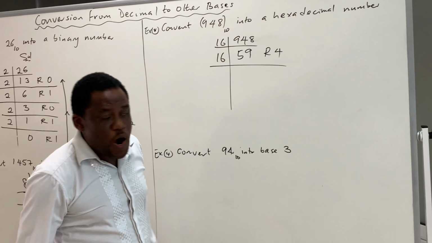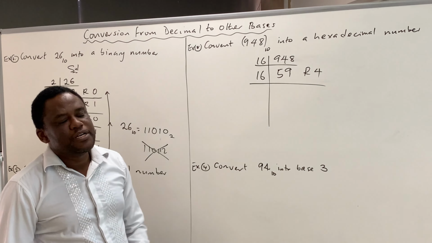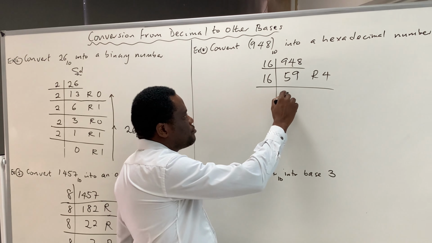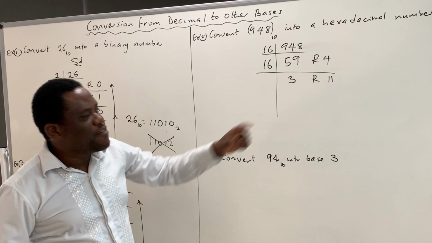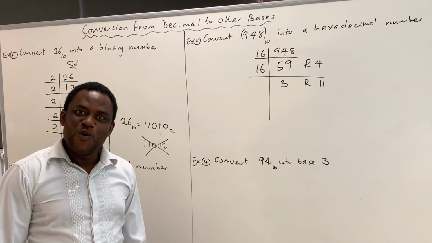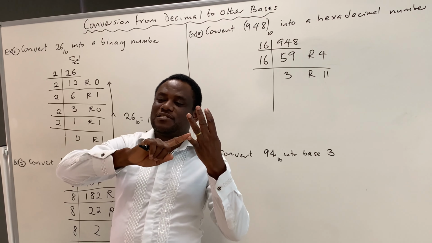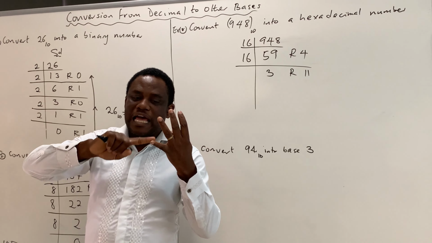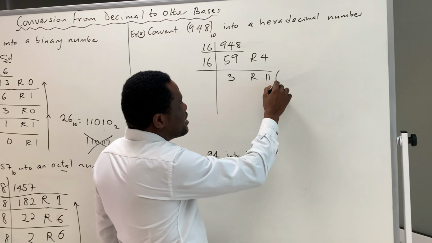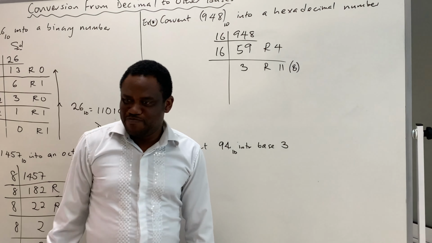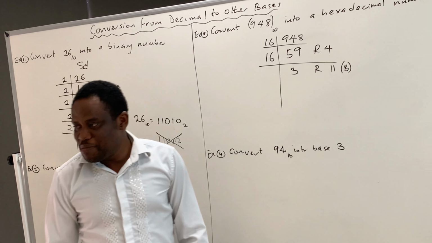16. How many times does 16 go in 59? 3 times. What is remaining? It's 11. Can you write 11 down? No. What is 11 in hexadecimal? Numbers finish by 9. 10 is A. 11 is B. You cannot write 11. If you write 11, it will read as 2 numbers.